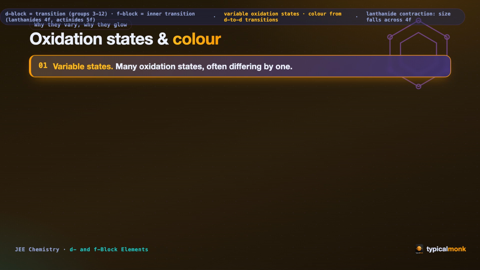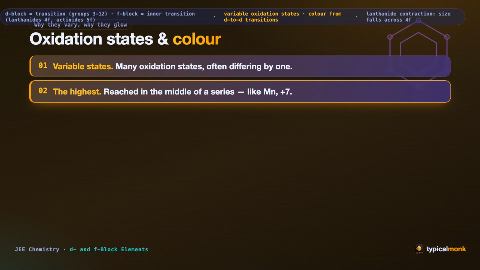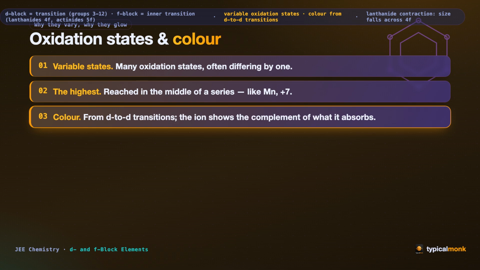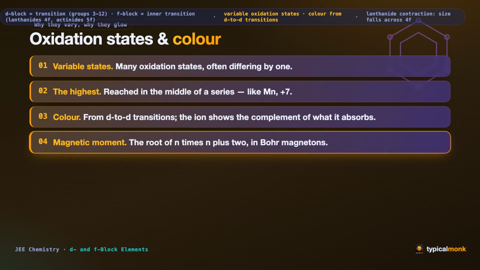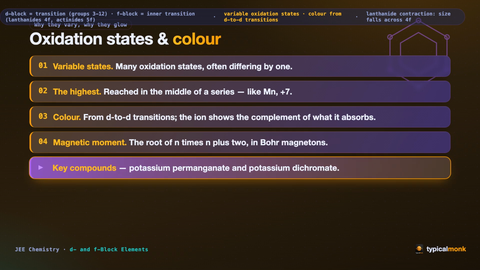Variable states. Many oxidation states, often differing by 1. The highest is reached in the middle of a series, like manganese, +7. Color. From d to d transitions, the ion shows the complement of the color it absorbs. Magnetic moment. The root of n times n plus 2 in Bohr magnetons. The key compounds, potassium permanganate and potassium dichromate.